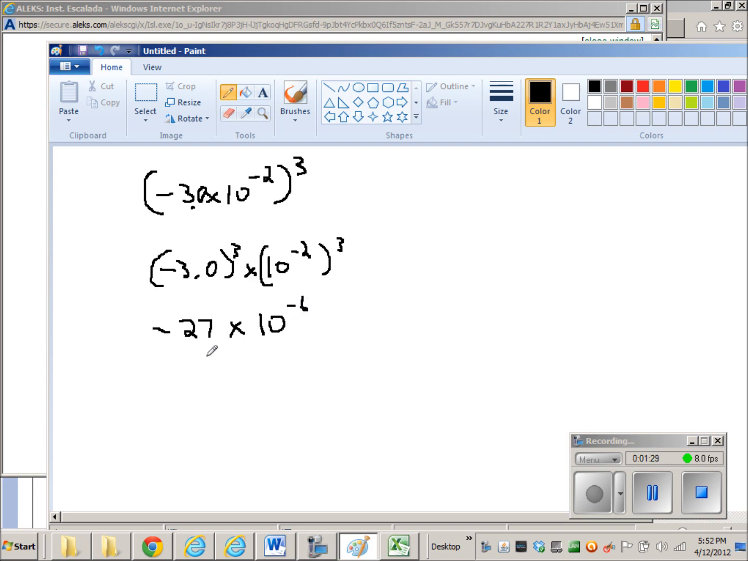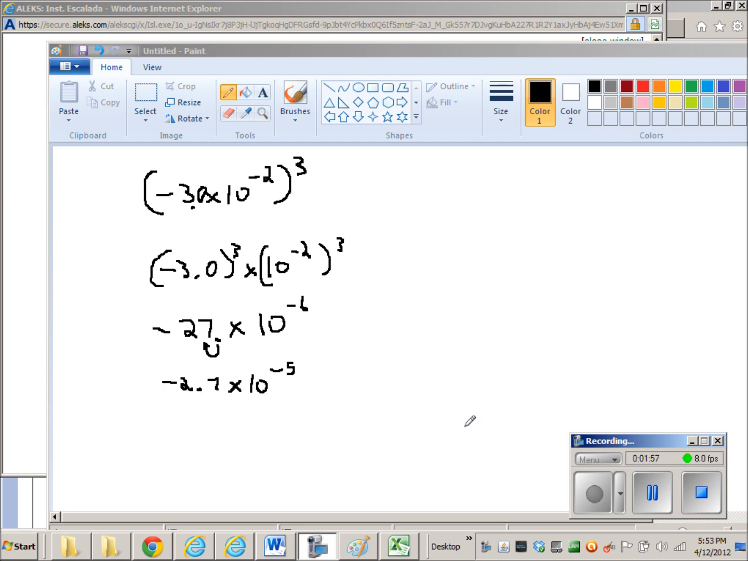And to get this back into scientific notation, you would have to move the decimal point from where it is right here to this place. So you'd end up having negative 2.7. Since you've made the magnitude of the number part smaller, you're going to have to make the power of 10 larger by 1. So you're going to add 1 to it. So it's going to be 10 to the negative 5.